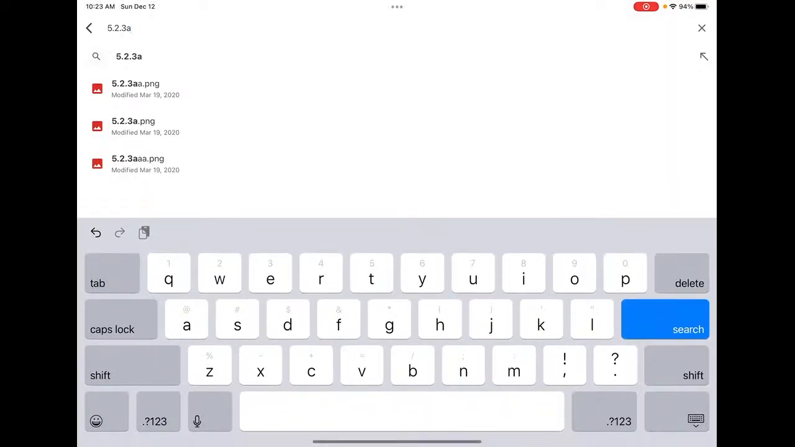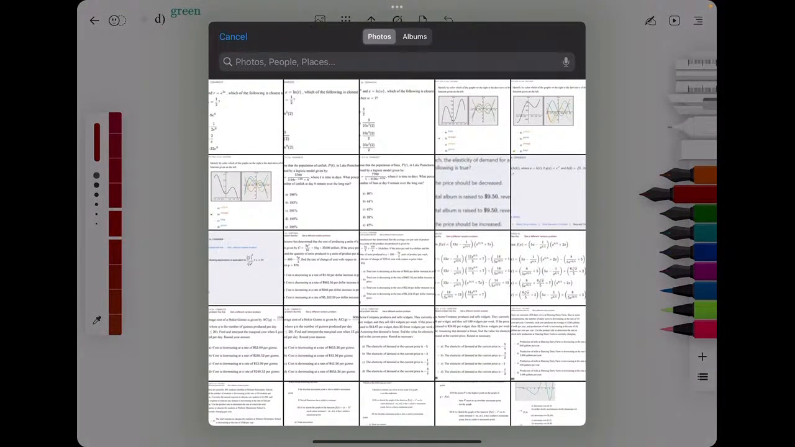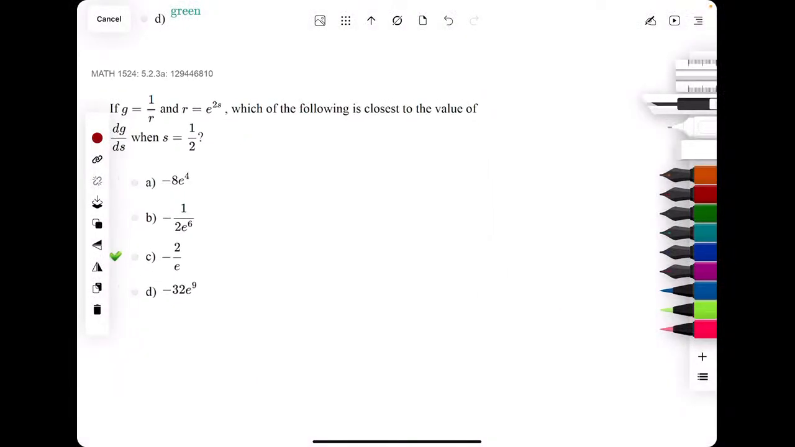I'm going to do actually this one and this one, I think. Okay. So we'll just do two of these real quick. Gonna do this one. All right.